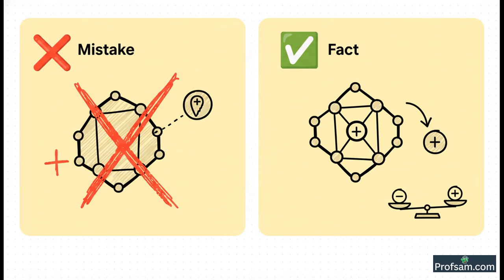Mistake number 2, thinking that the crystal becomes charged when these pairs are created. Wrong again. The crystal stays electrically neutral. Why? Because for every negative electron that breaks free, a positive hole is created right there. They balance each other out, so the net charge is always 0.